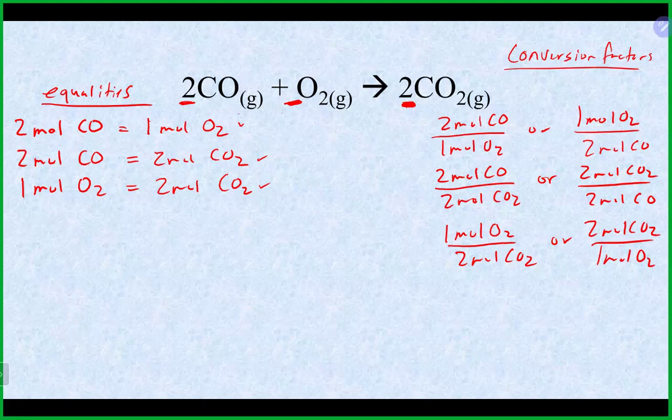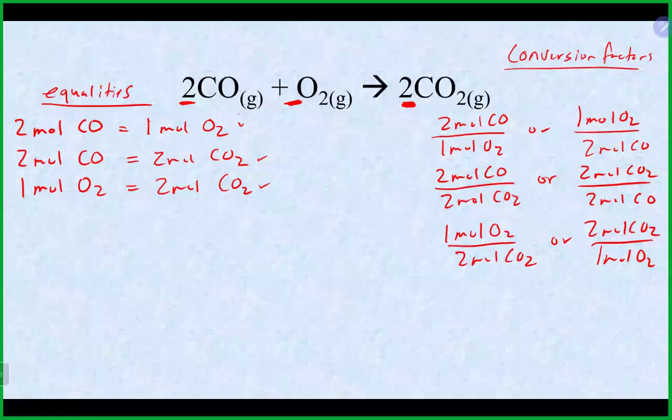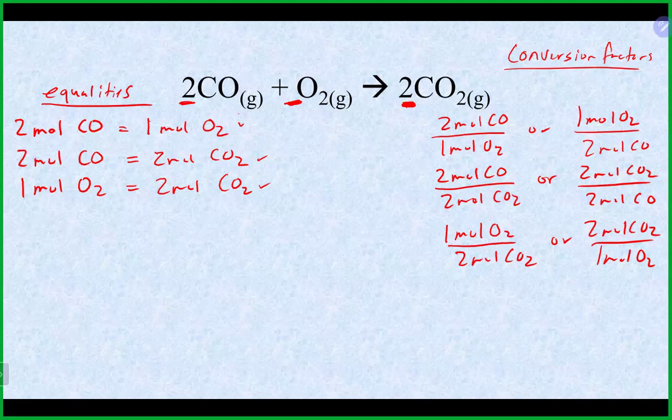So from this one balanced equation, we actually have available to us 6 different conversion factors that we could use. Will you use all 6 in the problem? The answer is no, because you're definitely doing something wrong if you're using all 6. You will actually only use one of them in a problem. You're going to use the one you need, obviously. So available to us are 6 different conversion factors, but we will only use one.